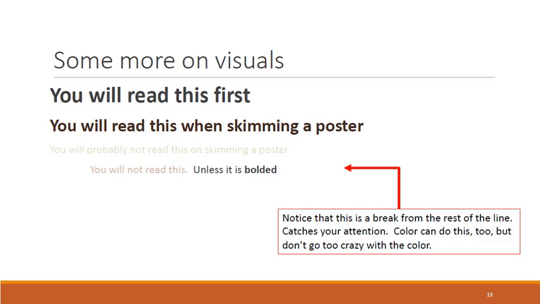Some more things on visuals. Looking at the size there, you will read this first. So those types of things can grab people's eyes when they are kind of skimming through a poster. If something's smaller, if it's harder to read, people are not going to necessarily read that. Again, you're trying to catch somebody's attention. So colors can do this. Bolding can help to do that. Size can help to do that.